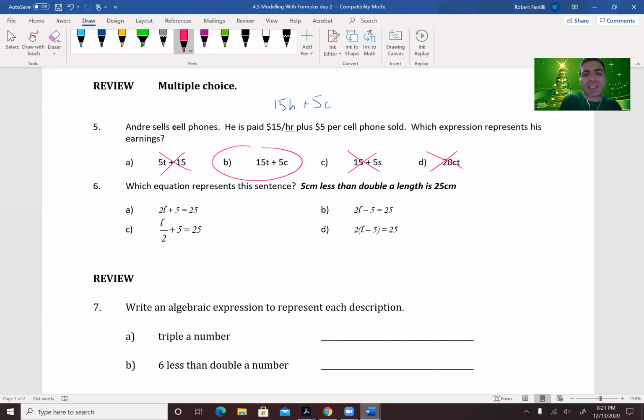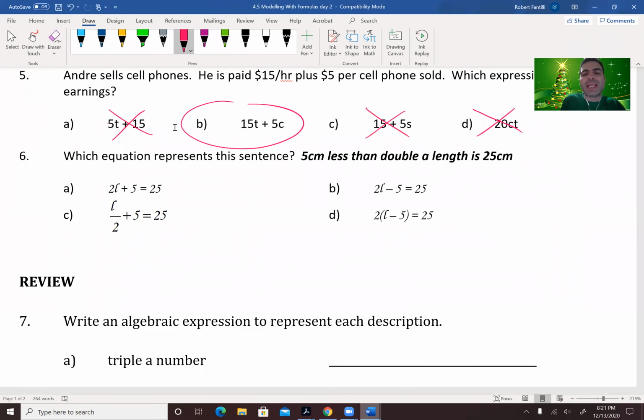Which equation represents this sentence? 5 centimeters less than double a length. Okay, this is putting English into math, right? Is means equal. Okay, 5 centimeters less than means subtraction. Double a length. So a length, we don't know what that is. We're going to call L length, for example. Double it is 2L. Is 25 would be equal 25.